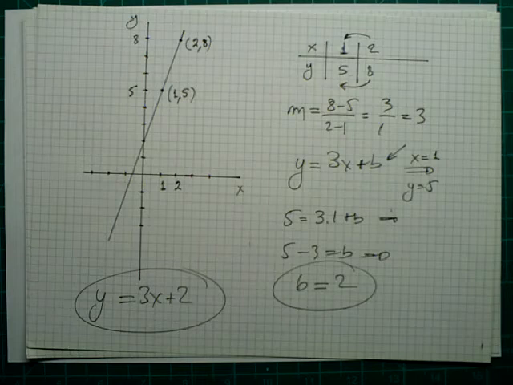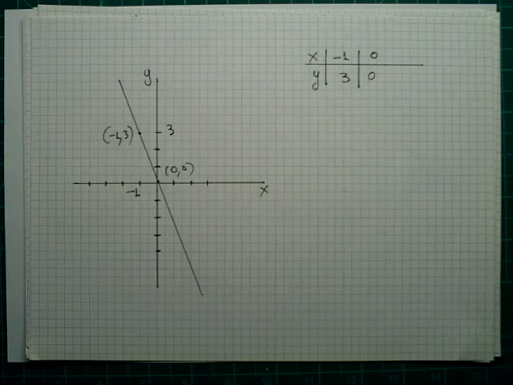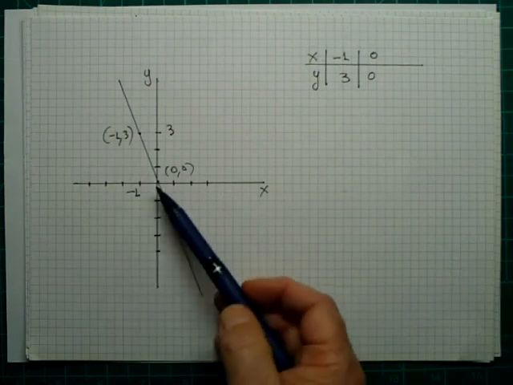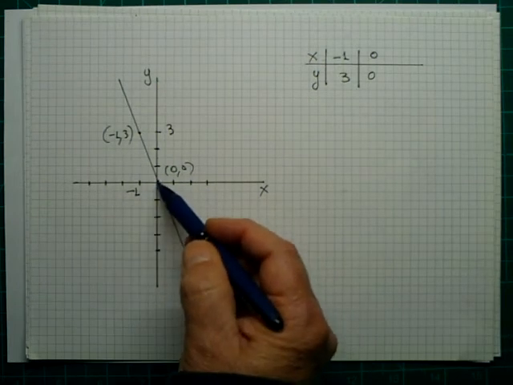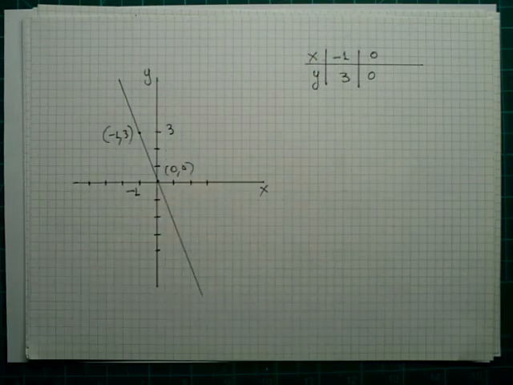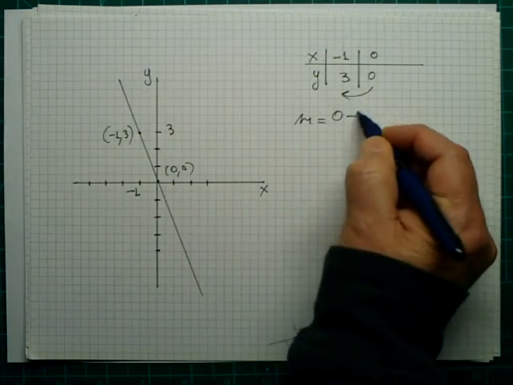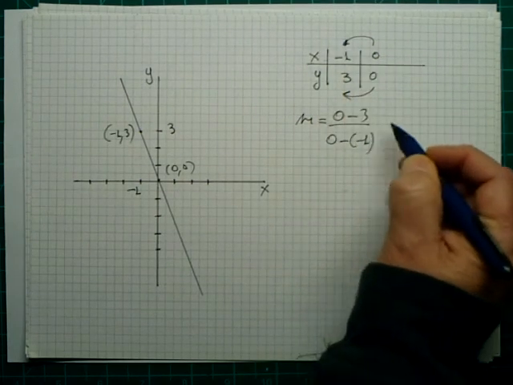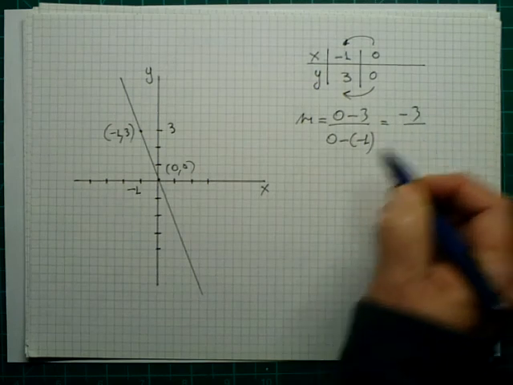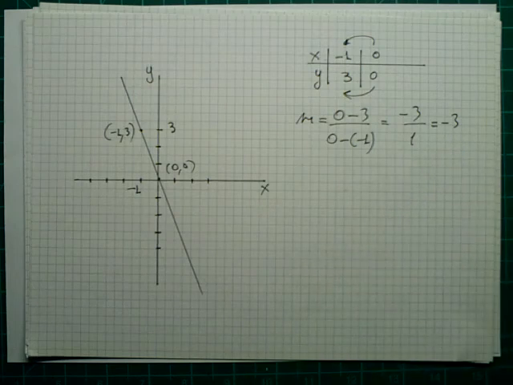Let's give another example. Now we're trying to find the equation of this line which passes through the origin and the point minus 1, 3. Now let's find its slope. It is 0 minus 3 divided by 0 minus minus 1, which means minus 3 over 1, so its slope is minus 3. It has a negative slope because it is falling.